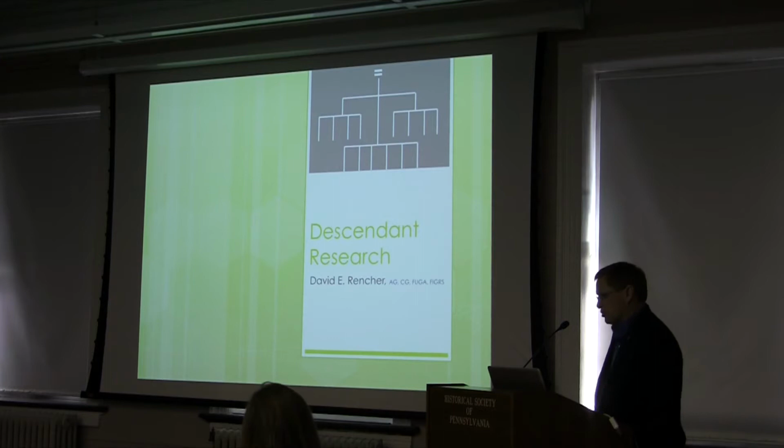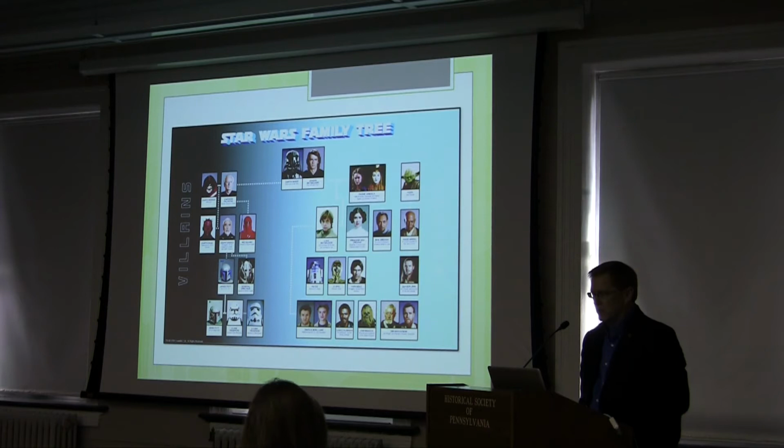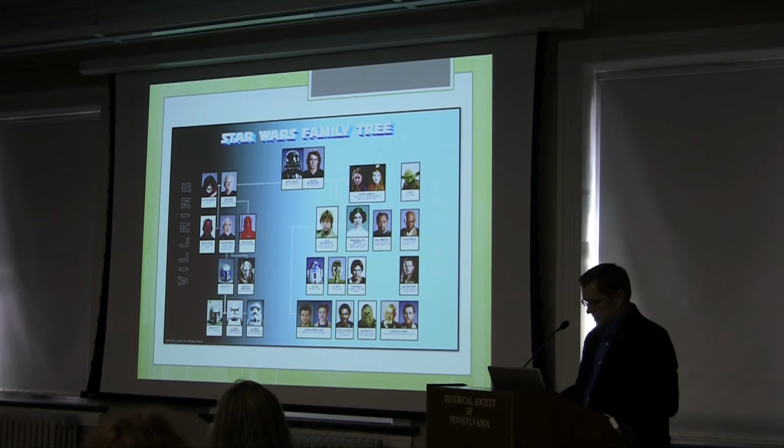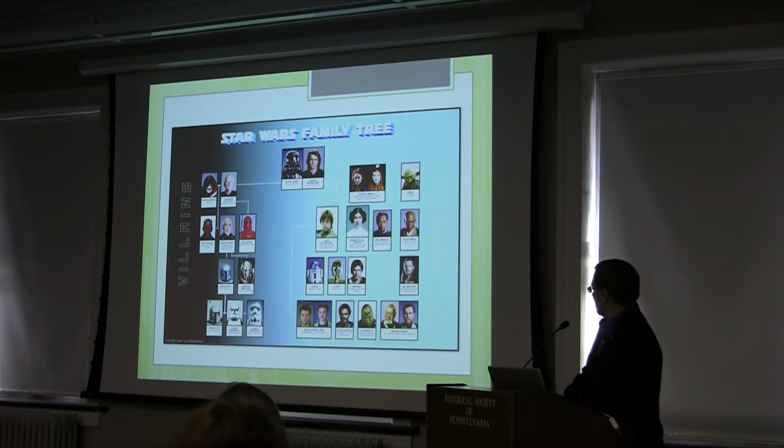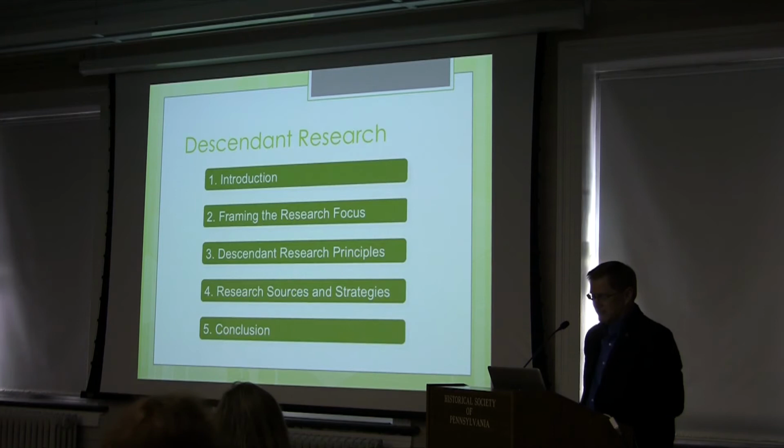So I thought you would all enjoy the descendancy chart for the Star Wars trilogy. The villains on the left, and the good guys on the right. And your tree may look similar. Okay, just checking to see if you're awake.